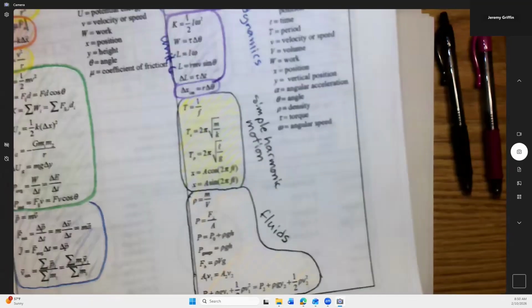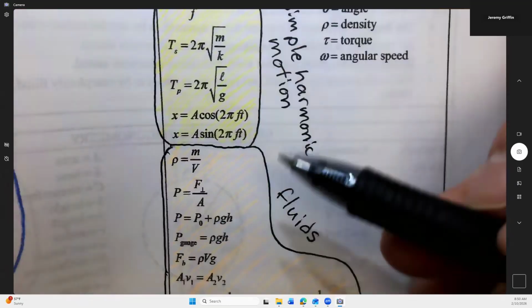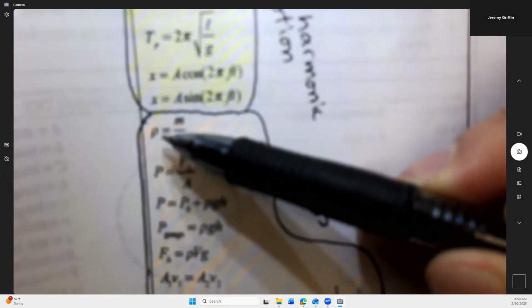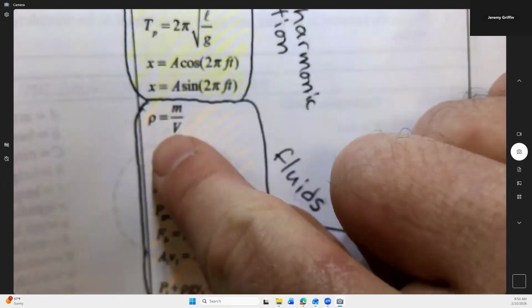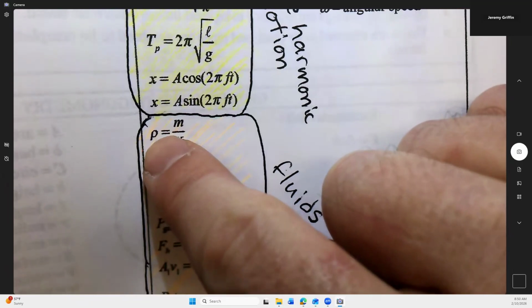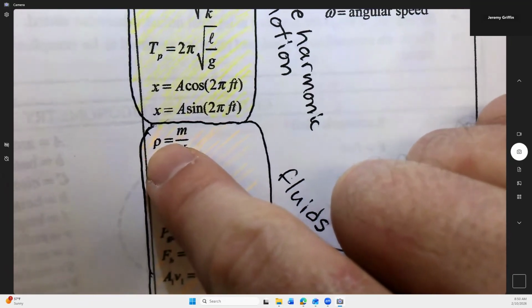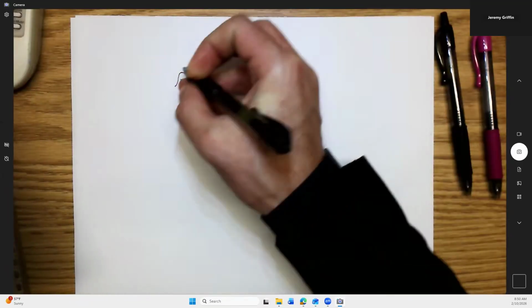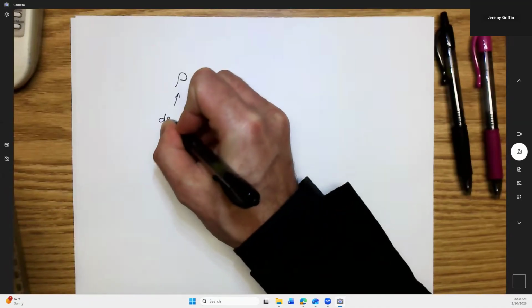Okay, let's get a close look at some of these. Guys, see that Greek letter right there? What Greek letter is that? Yeah, rho, which stands for density. Let's get that down on the board. So you guys know the Greek letter rho, which stands for density.